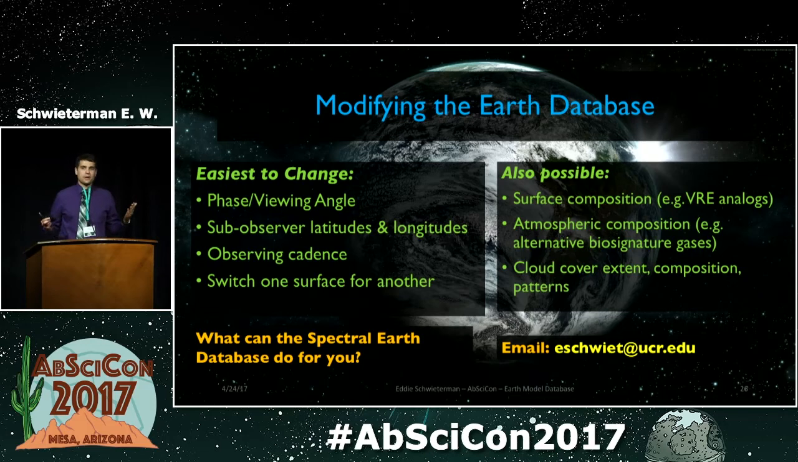And so finally, I would want to ask people in this room who might be working on instrument simulators, who may be working on different kinds of biosignatures, what can the spectral Earth database do for you? We can do arbitrary phase and viewing angles. We can do different observing cadence, so an hour, 15 minutes. We can work with that, and we can switch from one surface to another. So we can switch out our vegetation for anoxygenic phototrophs, for example, and look at the effect on the spectrum and how recoverable with retrieval models that biosignature would be.